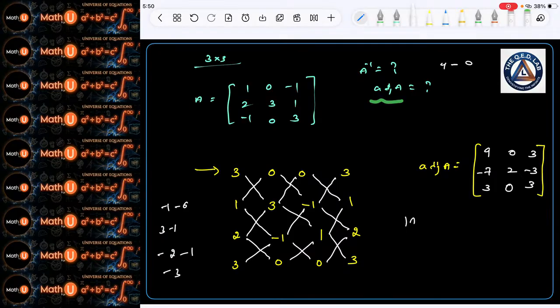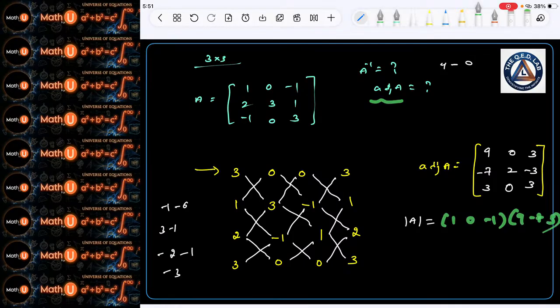Now we need to find determinant of the A also. See, don't solve with normal method for 3 by 3 matrix. Already you know adjoint of A and matrix we know. Just multiply first row elements in matrix A and first column elements in adjoint of A. Just multiply those two. 1 0 minus 1 and here 9 minus 7 3.